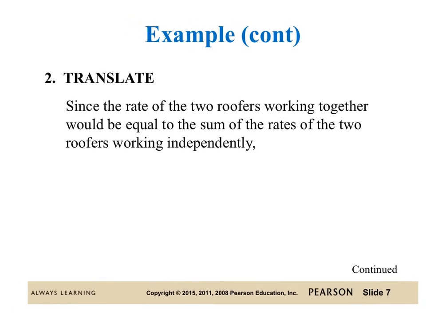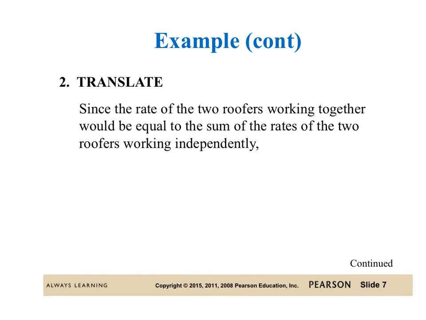So at this point, we're going to translate what we know into an equation. Since we know the rate of the workers working together would be equal to the sum of their individual rates, then let's put their individual rates down. The experienced roofer can do the entire job in 1 over 26, or he does 1/26 of the job per hour.